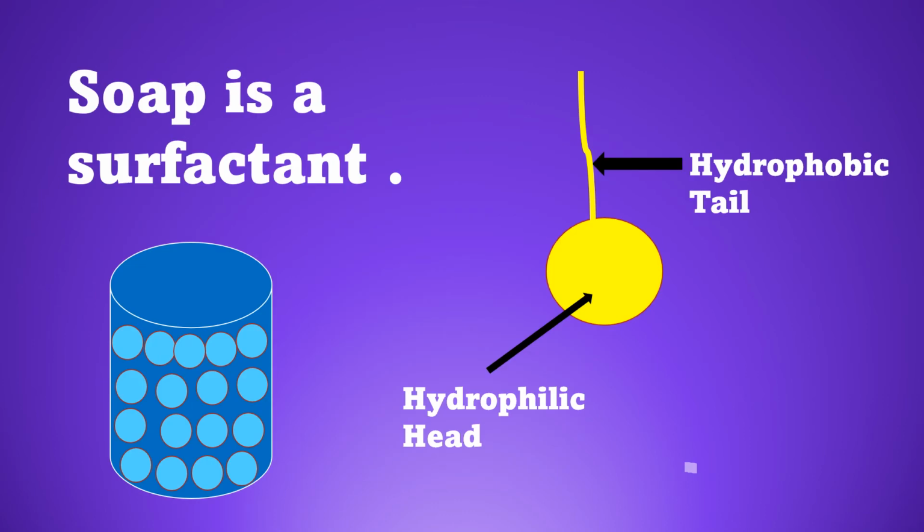Now what does soap have to do with this? Well, soap is a surfactant, which means that it has a hydrophilic head or a polar head and a hydrophobic or non-polar tail. This means that the head will be attracted to water while the hydrophobic tail repels the water. When the surfactant touches the water, it lessens the surface tension.